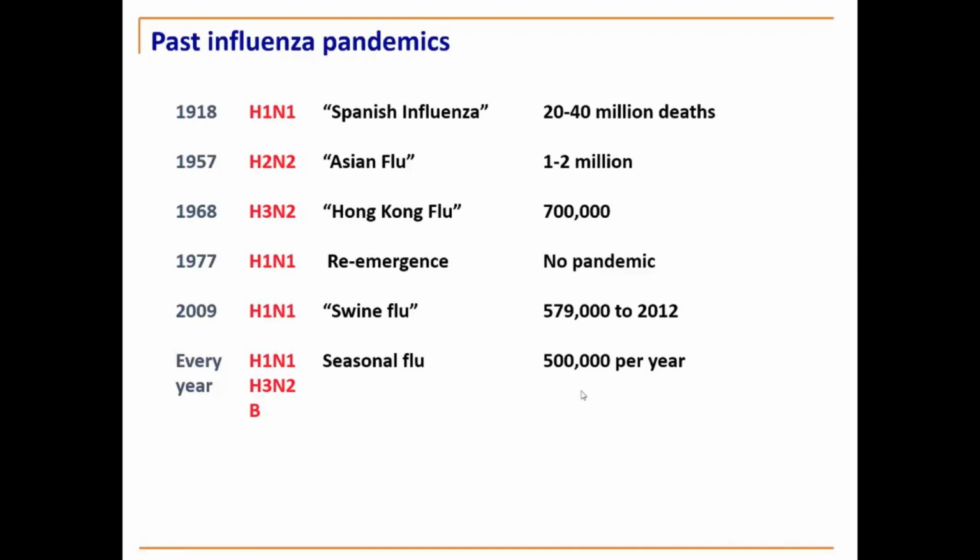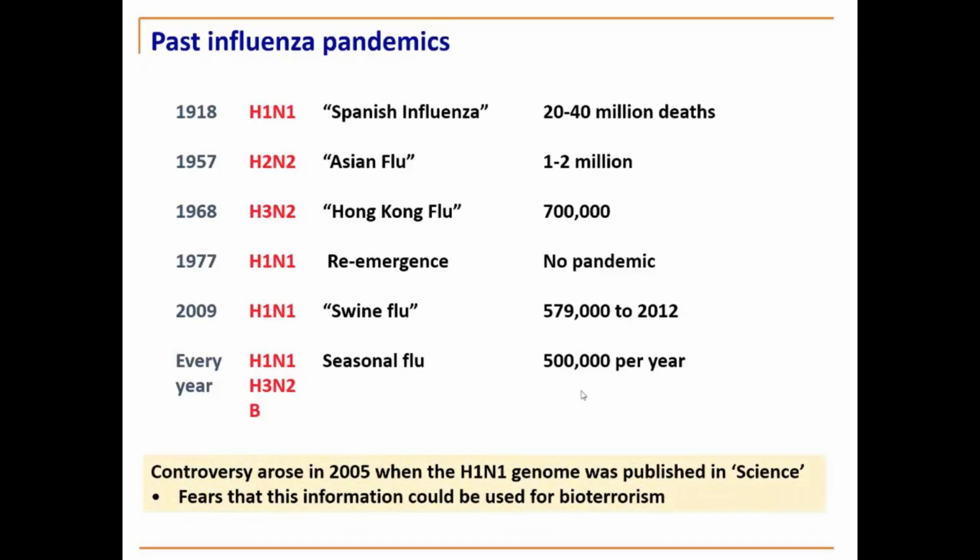Death rates, of course, tend to be a lot lower now as antibiotics are available, which are helping to prevent secondary infections. So remember, you get influenza and then you might well get a secondary bacterial infection. But there was some controversy because a few years ago now, well, what's that, 14 years ago, the H1N1 genome was published in the magazine Science. And there were fears that this information could potentially be used for bioterrorism. It doesn't appear to be the case, but there were fears at the time when it was published.